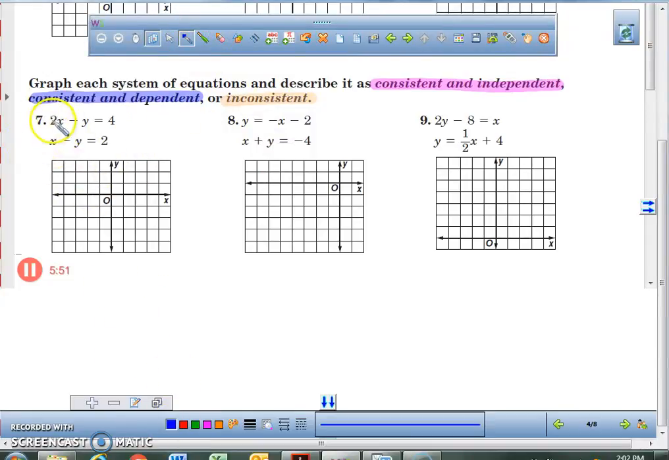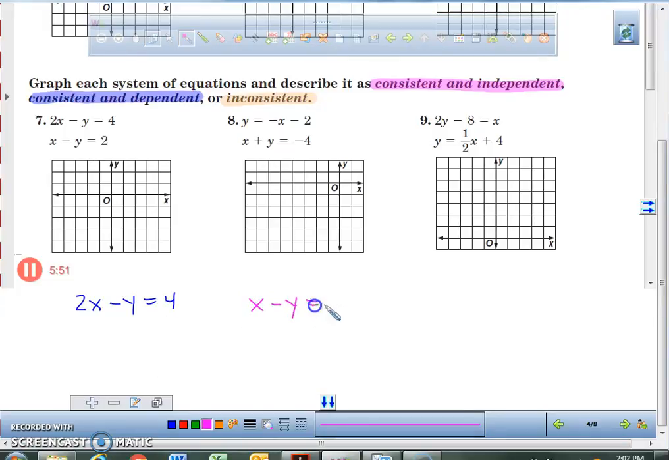Alright? So what I'm going to do right now is I'm going to do number 7 and show you what I'm looking for. Alright, number 7 we have 2x minus y equals 4. And we also have x minus y equals 2. So if I wanted to solve for this one, I could do the Jordan method, just throw that across, get y equals. Take this 4, move it across, get a negative 4, right? So it's 2x minus 4.